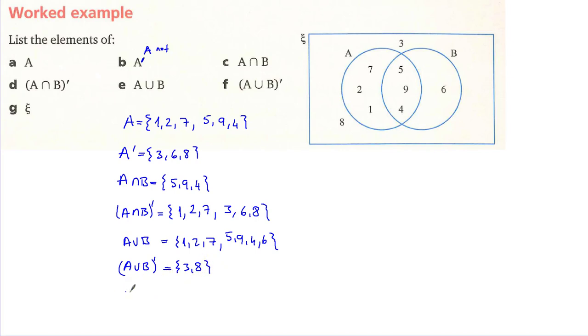Okay, the last one is the universal set. For this question, all the elements which we are talking about: 1, 2, 3, 4, 5, 6, 7, 8, and 9. When you check the numbers, they are all here. So the universal set is from 1 to 9.